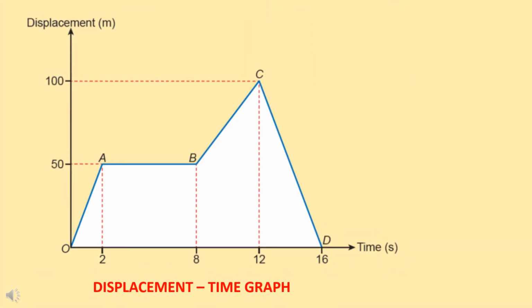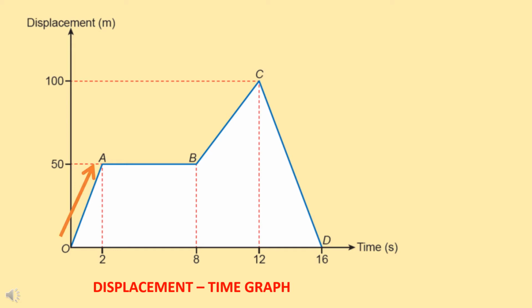The displacement against time graph is used to show the displacement of an object changing with time. This figure shows a displacement against time graph for the motion of a boy. Can you describe the motion of the boy?